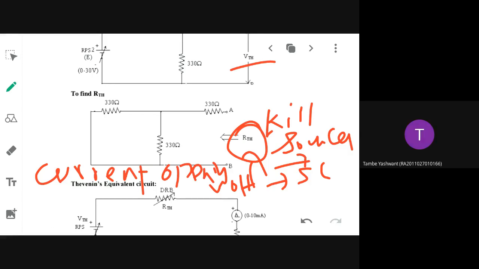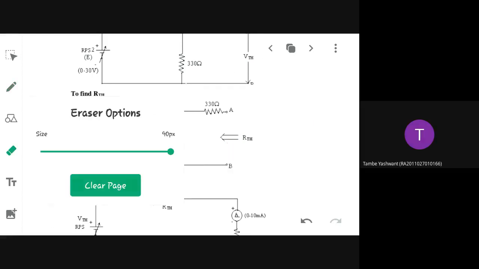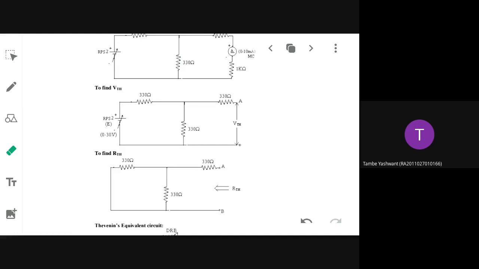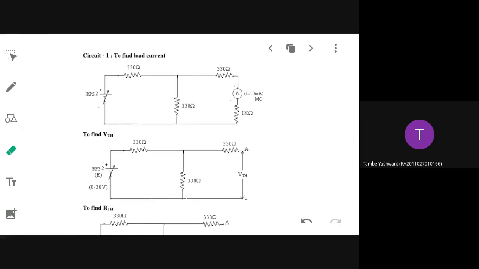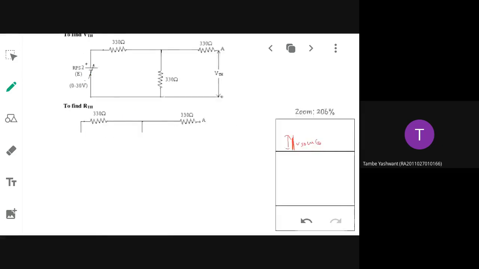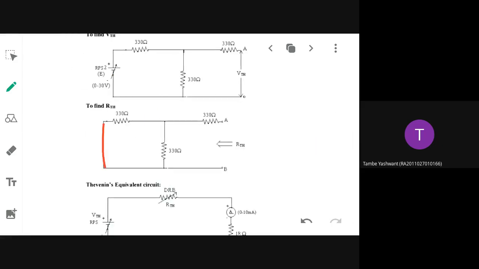For this problem, what are the various sources that are present here in the problem? Only voltage source is present, no current source. So you will be shorting the voltage source, and there are no other sources here. So no current sources, so no possibility of opening anything. So just I have shorted as you can see here.